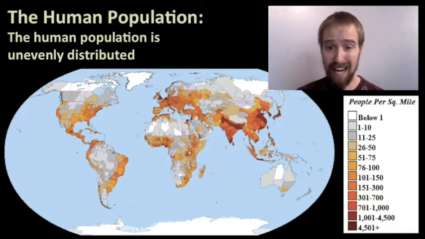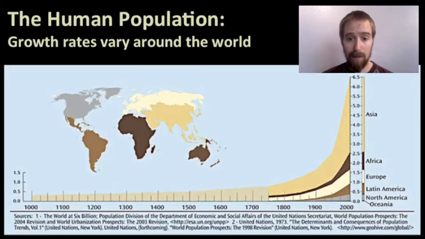Why don't we just spread out and move into some of those uninhabited areas? Well, unfortunately, many of these uninhabited areas, like the Sahara Desert, the Outback, Siberia, and Greenland, are just not suitable for human life. The environments are too extreme and would not be able to provide adequate resources for large human populations. The human population is also growing at vastly different rates.